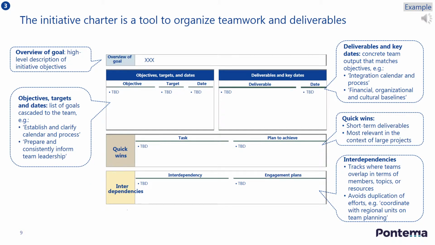This slide shows an example of an initiative charter template, which is a tool often used to win senior sponsor approval for your project. In such a template, you would normally provide an overview of the goals of the initiative, together with key objectives, targets, deliverables, and dates. Adding some quick wins would be beneficial if your initiative is planned to run for several months, and adding interdependencies highlights the influence your project has with other teams around the organization.